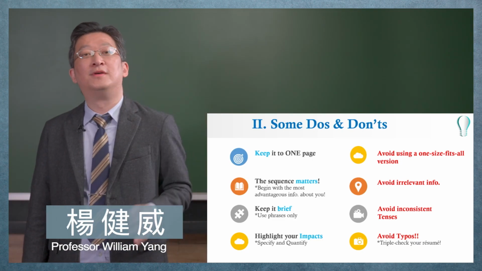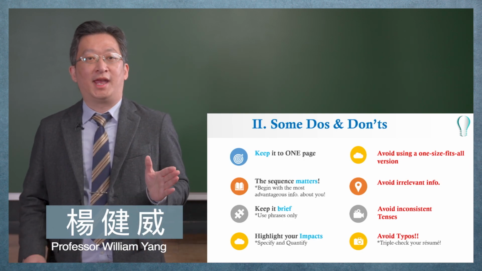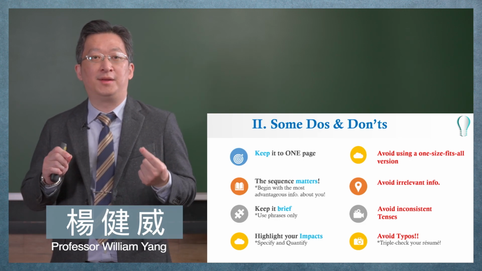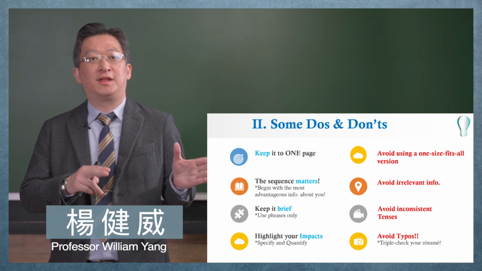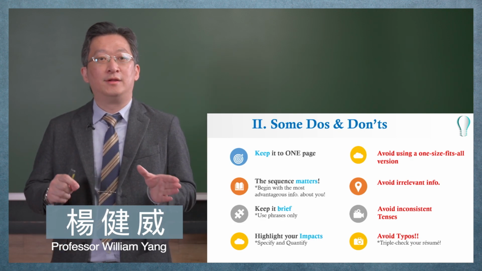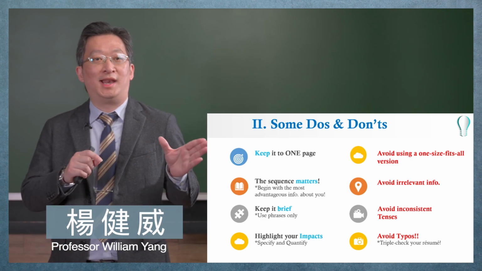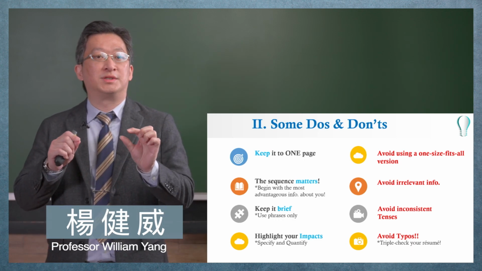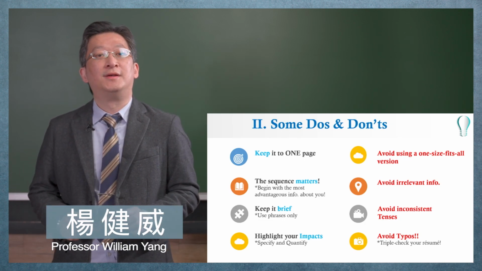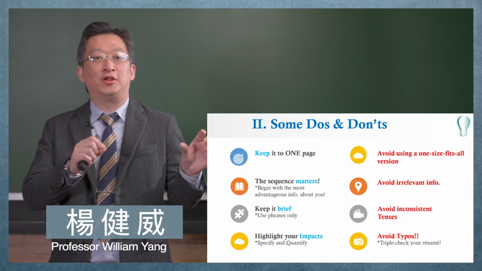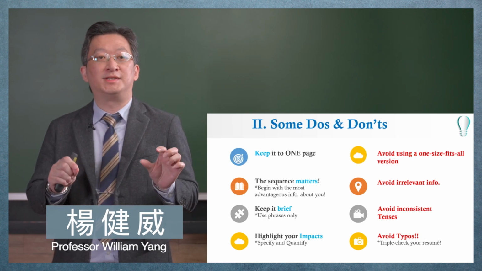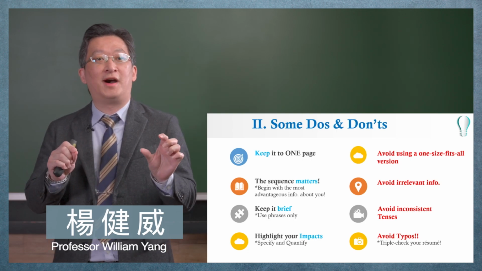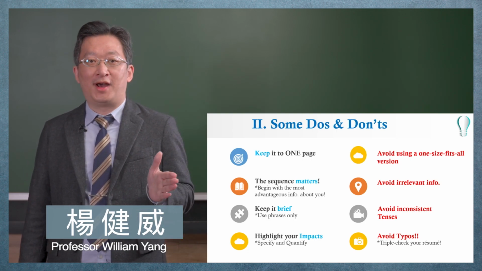Now, the fourth do, highlight your impacts. Again, you don't just describe what you do. You want to highlight, you want to underscore the impacts you bring. For example, instead of just writing, led a team to deal with accounting, you may say, led a 5-member team. We specify the size of the team to speed up the accounting process. Instead of just writing, managing the fan page, you may say, increased the fan page likes by 20% within 5 weeks. So here we try to quantify the information.